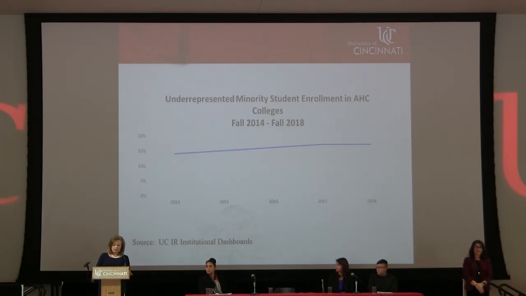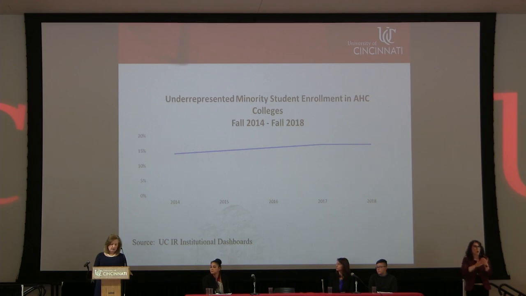So this is the example of that institutional data dashboard that I mentioned that we developed. Before this dashboard, tracking our enrollment of underrepresented students was cumbersome to say the least. And there were no coordinated efforts to review across the Academic Health Center colleges. The Academic Health Center colleges, which I probably did not mention, are Allied Health Sciences, Medicine, Nursing, and Pharmacy.